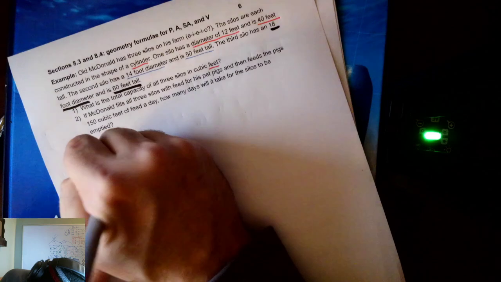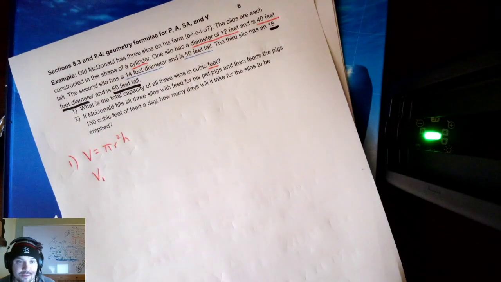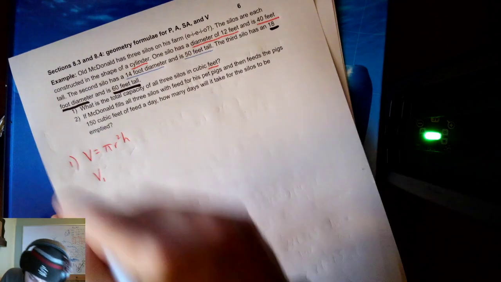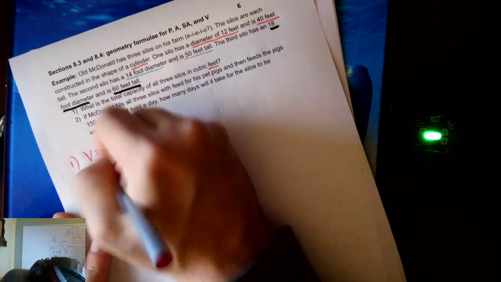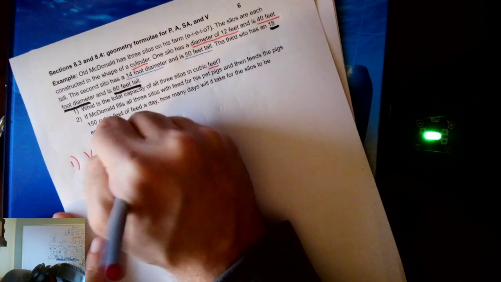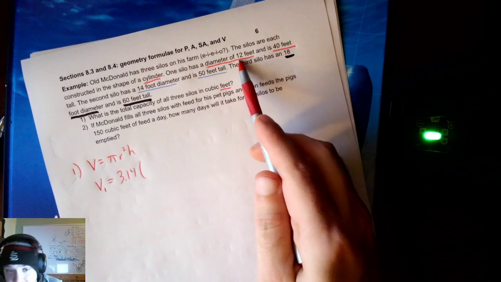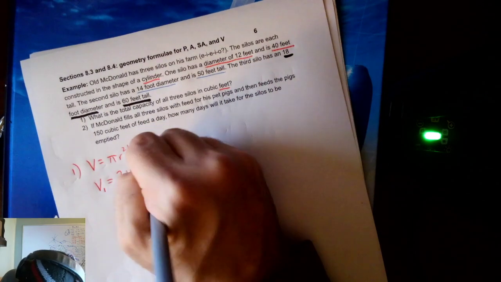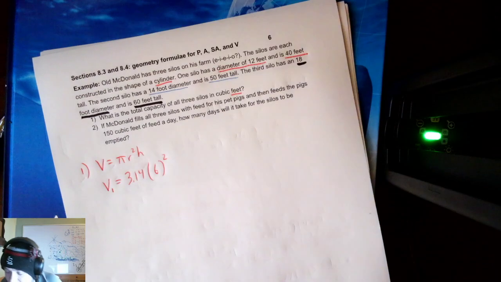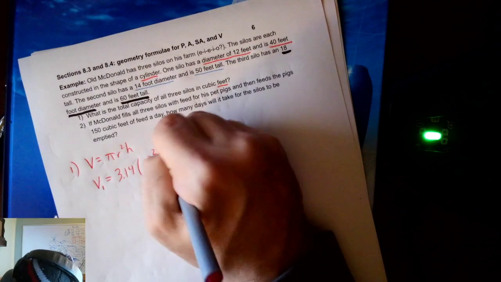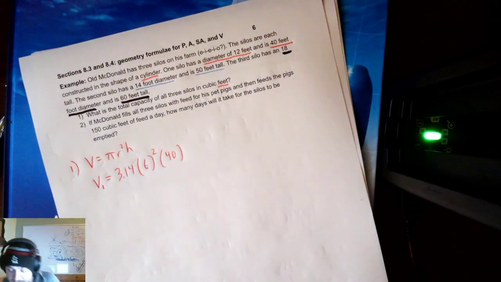We'll label it volume. I'm going to put a little 1 next to it so I remember it's the first silo. Let's see. It's pi, 3.14. Radius. If the diameter is 12, the radius is 6, right? Radius is always half the diameter. And then the height would be 40.